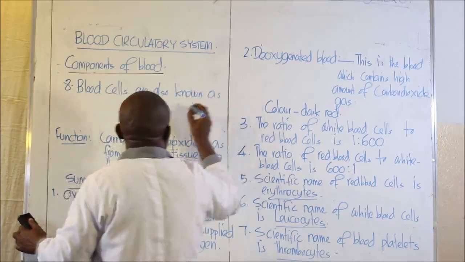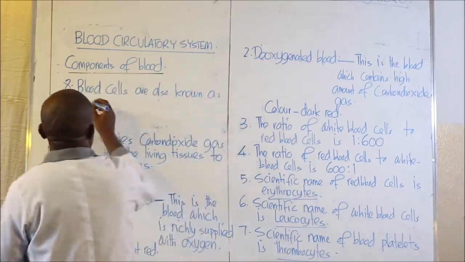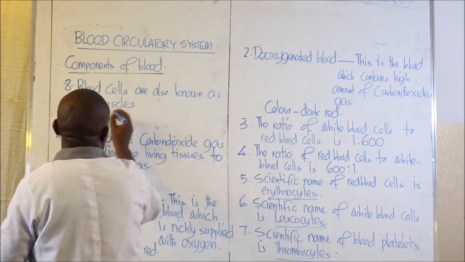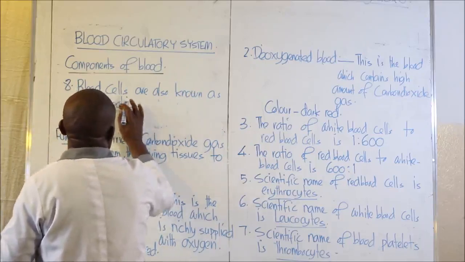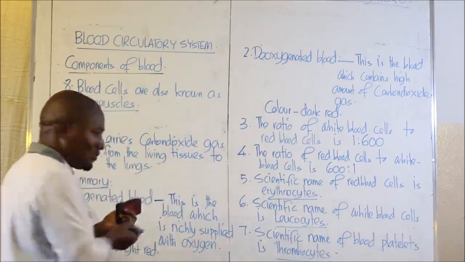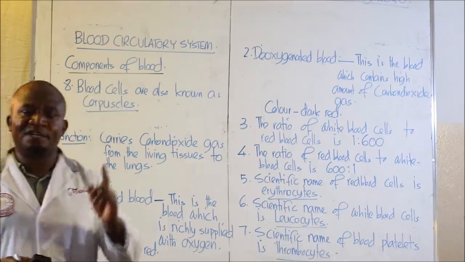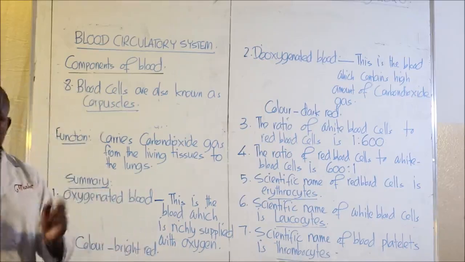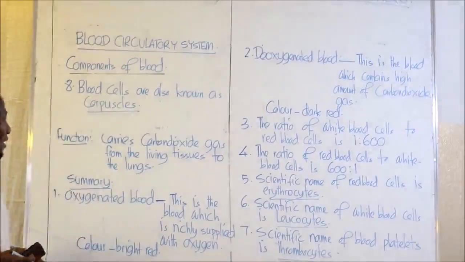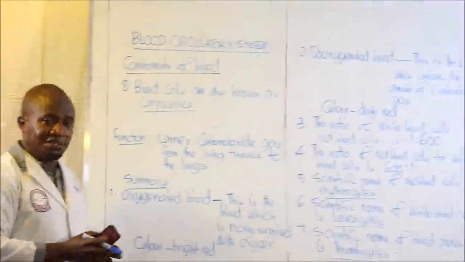Blood cells are also known as, we can also call them corpuscles, blood corpuscles. Some people call them corpuscles. So the blood cells are also known as the corpuscles. So we have the red corpuscles, the white corpuscles, that way. I do believe this is understood.